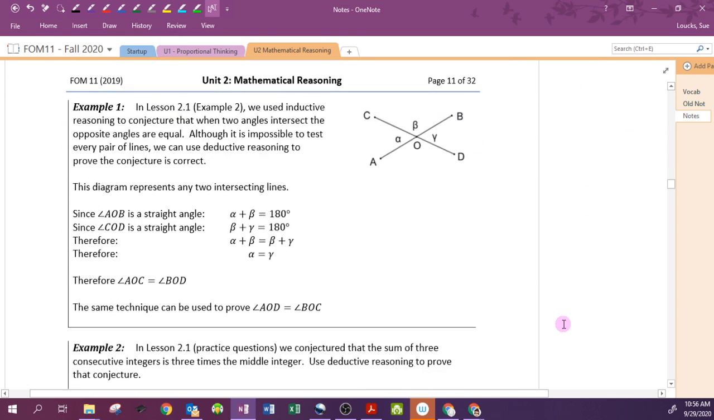All right. In lesson 2.1, we used inductive reasoning to conjecture that when two lines intersect, the opposite angles are equal. And although it's impossible to test every pair of lines, we can use deductive reasoning to prove that this is true. So this diagram represents any two intersecting lines.